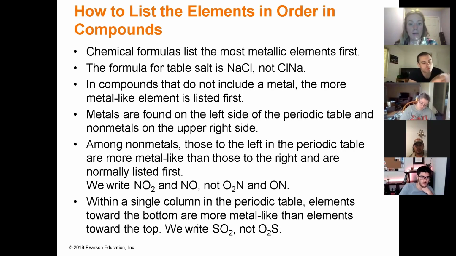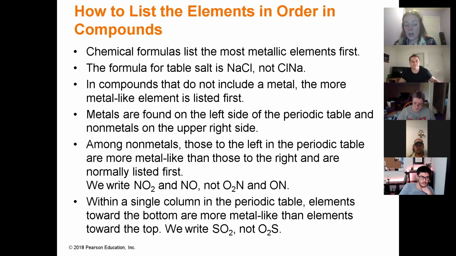Let's look at nitrogen and oxygen. This would be nitrogen dioxide. They're going to put nitrogen first before they list oxygen because nitrogen is closer to that zigzag line. It has slightly more metal-like properties. Is nitrogen a metal? No, it's not, but it exhibits more metal-like properties, and they have to come up with some sort of system. So this is what they've decided.